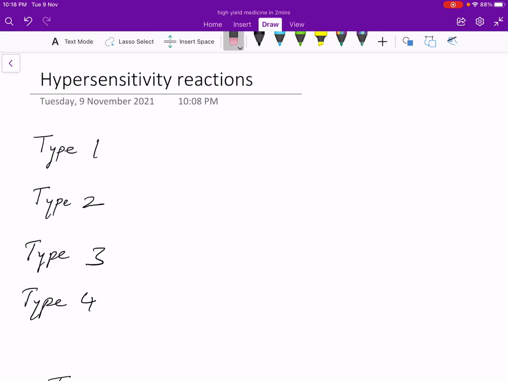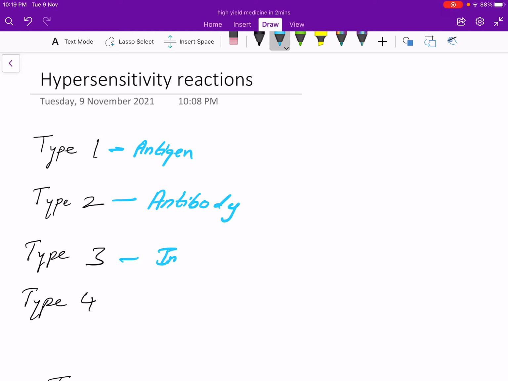Hey guys, today I'm going to be talking about hypersensitivity reactions, and the basic concept behind these four hypersensitivity reactions. As we all know, there are four different types of hypersensitivity reaction, which are type 1, type 2, type 3, and type 4. The basic thing that you need to know is type 1 hypersensitivity reaction is antigen mediated. Type 2 is antibody mediated.